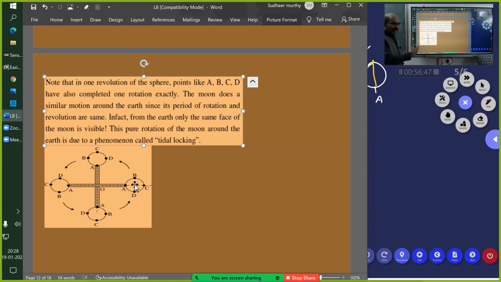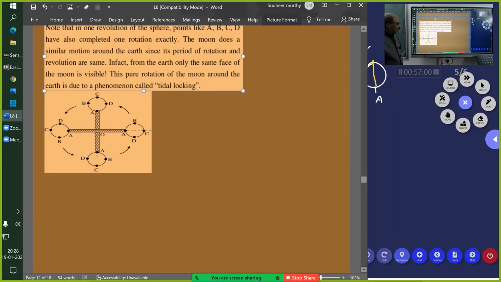Gentlemen, in the previous case, the reference point was fixed. Here the reference point is changing. Got it? Right. I'll give you one more example.